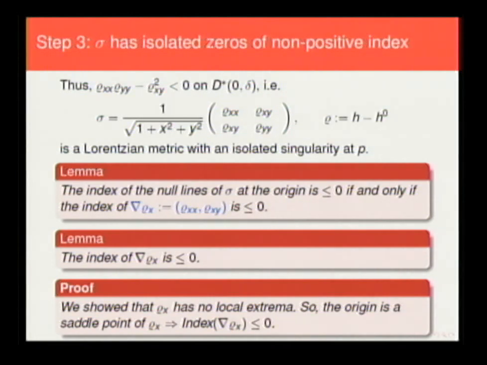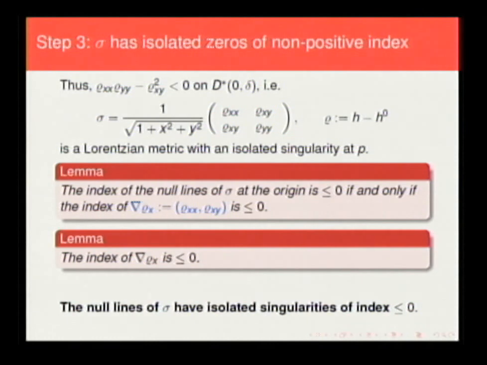Why? Because Bers-Nirenberg result asserts that rho x has no local extrema. In particular, the origin is a saddle point of this function. So it is classical that if you have a saddle point, the index is non-positive. So we have that the null lines of sigma have isolated singularities of index non-positive.